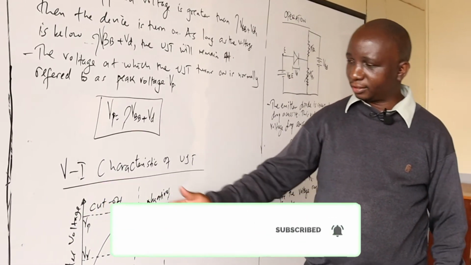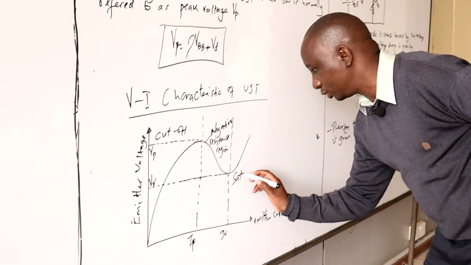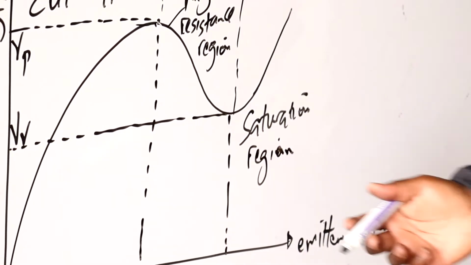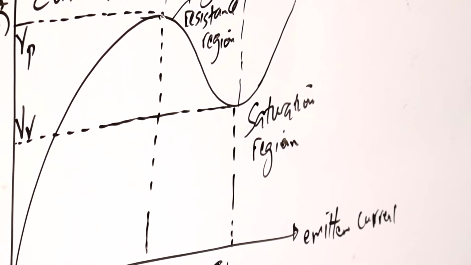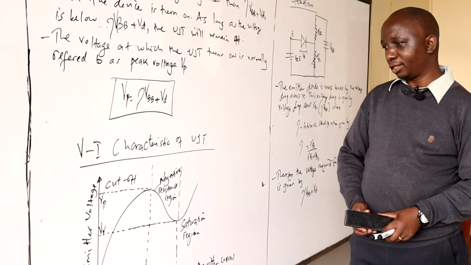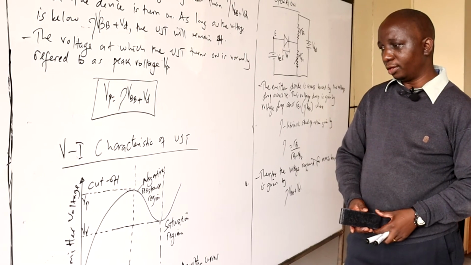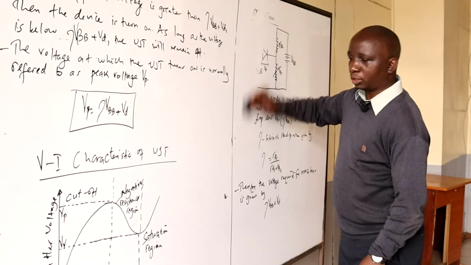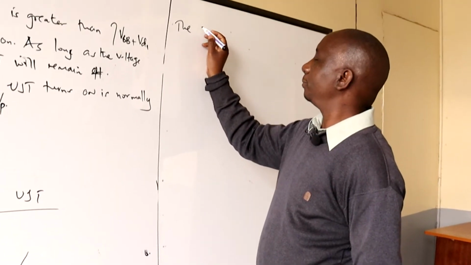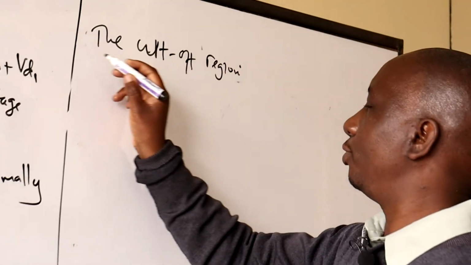So we need to explain the various sections: the cutoff, the negative resistance region, and the saturation region. This region here we talk of as the saturation region, whereby irrespective of us increasing the voltage, the current is already at maximum. So we only play around with the junction. So we are going to explain that in detail. So we are going to talk about the cutoff region.